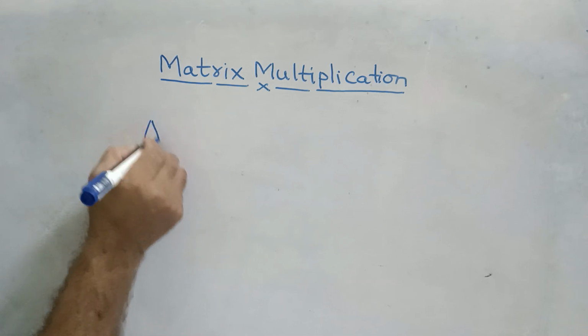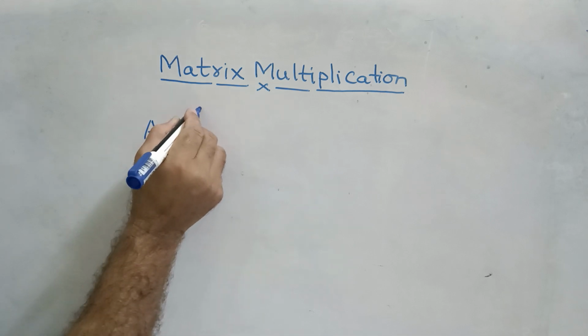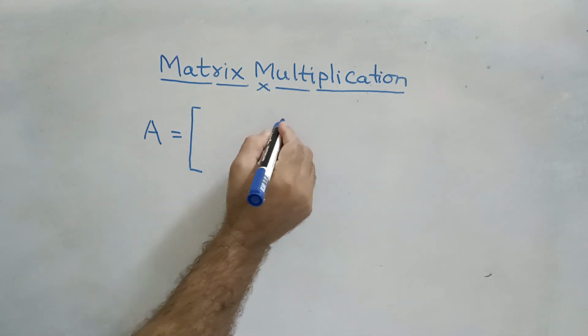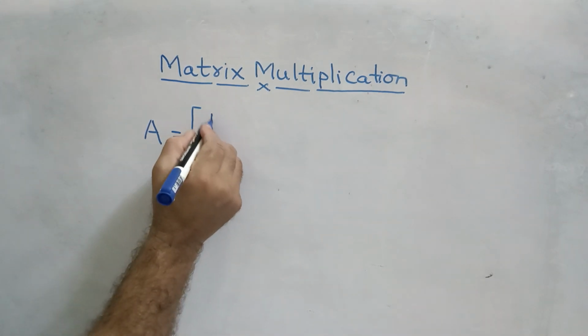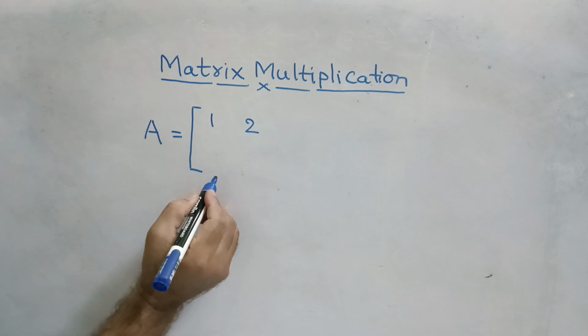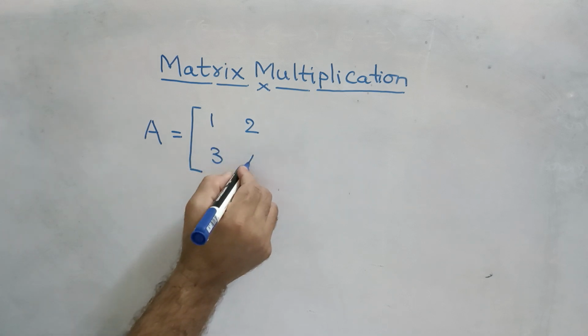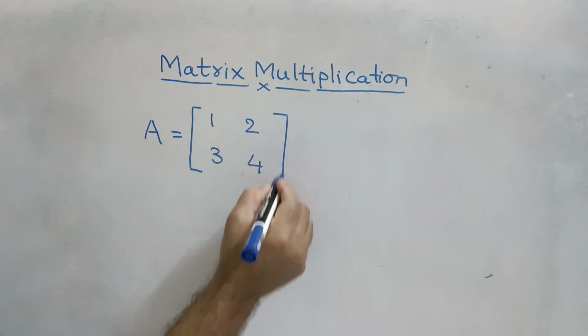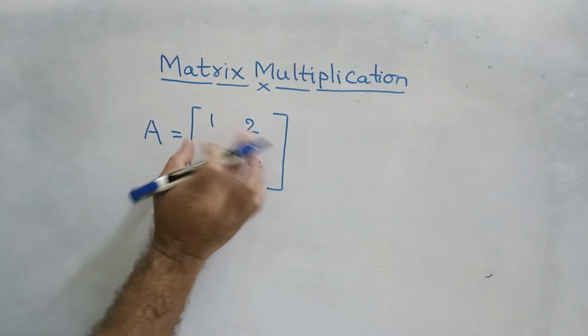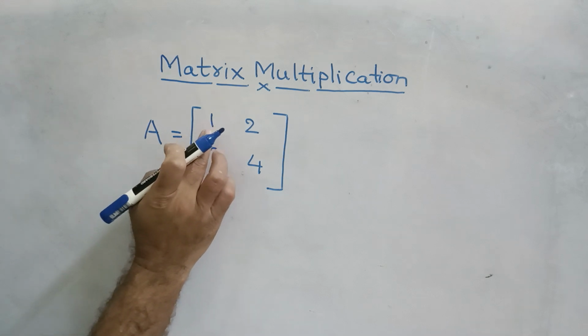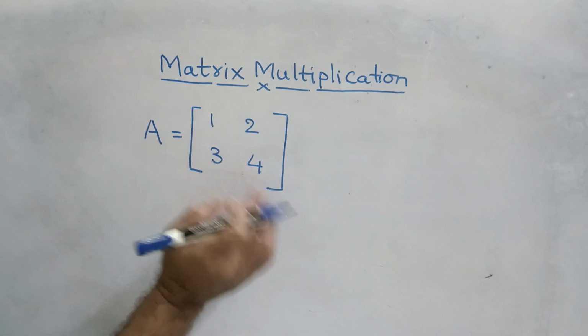For example, let us consider A is a 2 by 2 matrix. Consider it is 1 and 2, and then 3 and 4. This is the given matrix A. The elements 1, 2, 3, 4 are the elements.